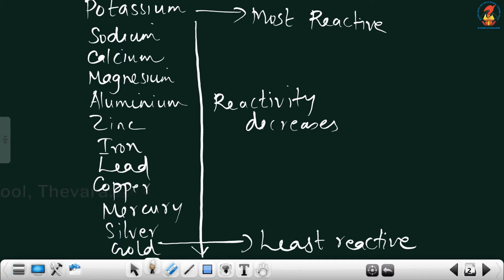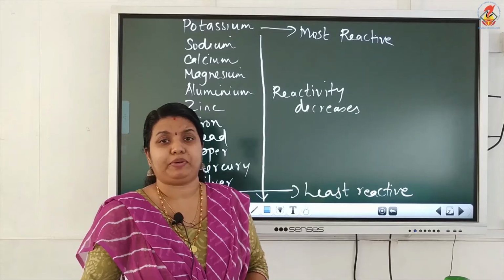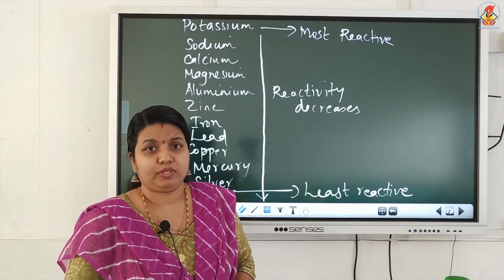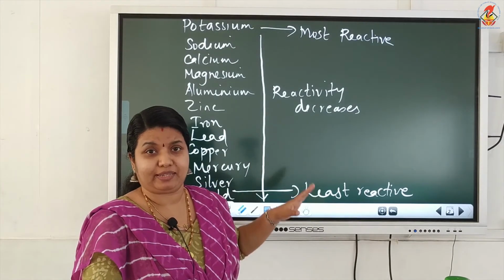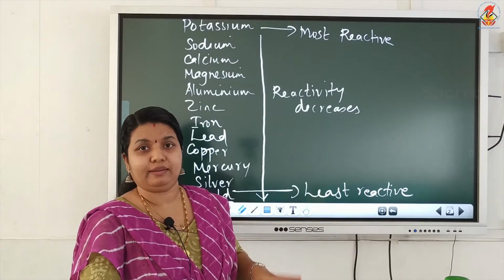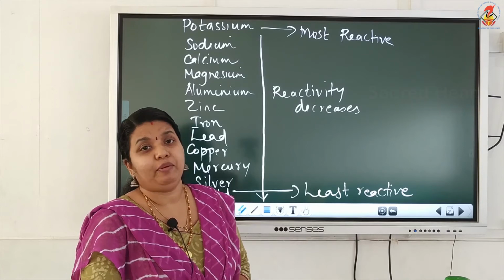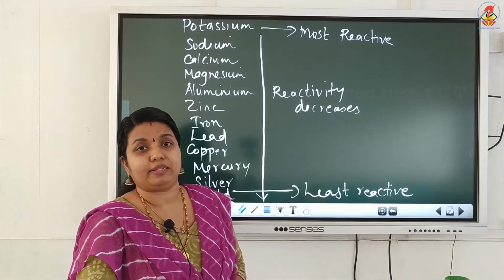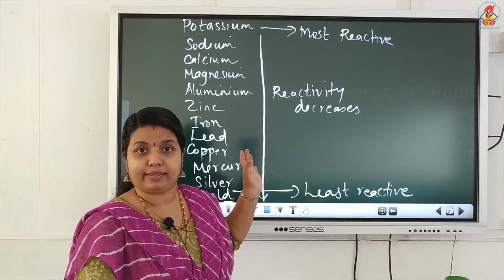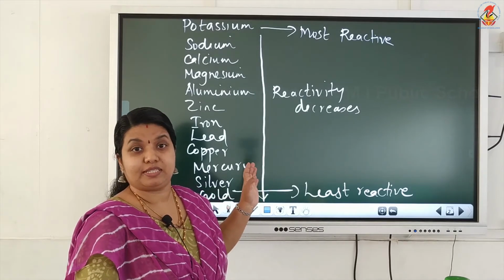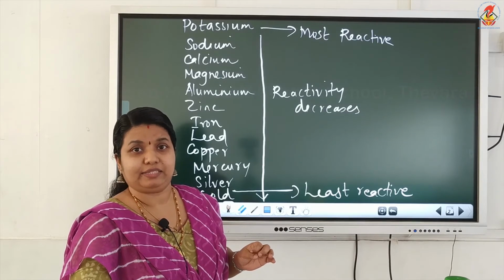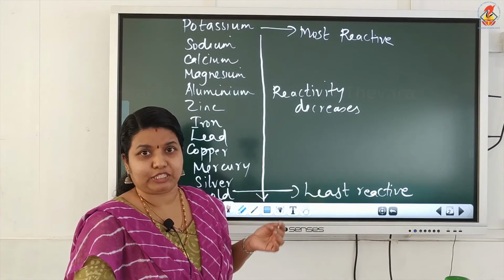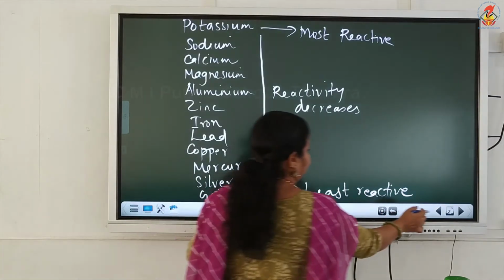Based on this we predict the chemical properties of metals. So this is the reactivity series of metals. For non-metals you need not learn. To learn the chemical properties of metals, we have to learn the reactivity series first. It is a series in which metals are arranged in the decreasing order of their reactivity: potassium, the most reactive metal, and gold, the least reactive metal.